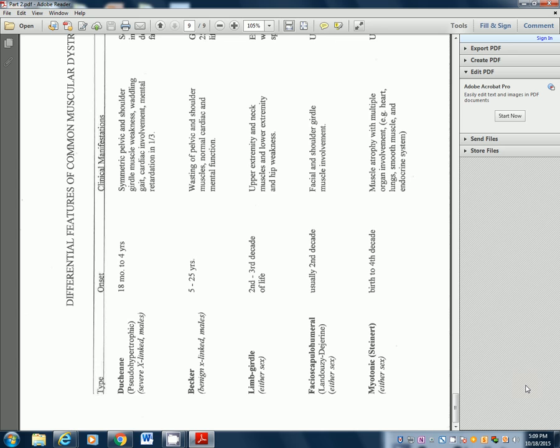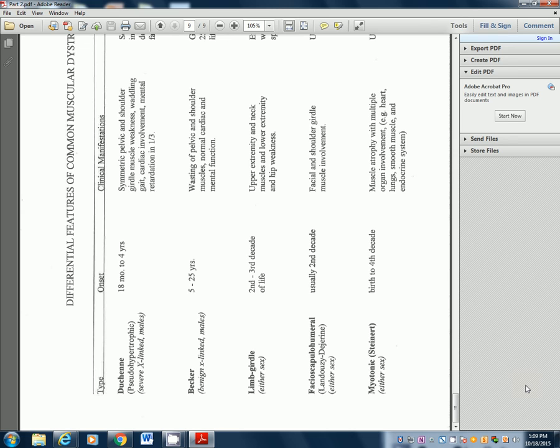This is called Gower sign, and that is a telltale sign. If you can get them on the ground and see how they stand up, they'll almost always use Gower sign if they have Duchenne's to get back up. So they almost start out in a duck-like position and then get up. With Duchenne's, this is called pseudo-hypertrophic. It is also severe X-linked, so it affects males.